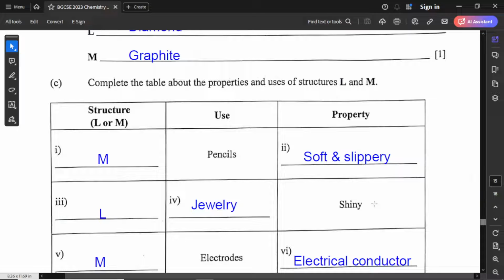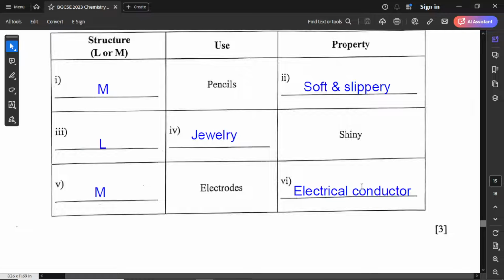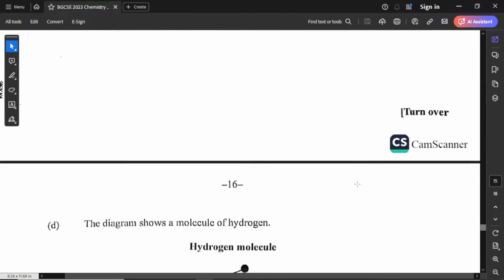For shiny, it is going to be L, which is diamond, and it is used to make jewelry. And for electrodes, definitely graphite electrodes, because graphite is an electrical conductor.